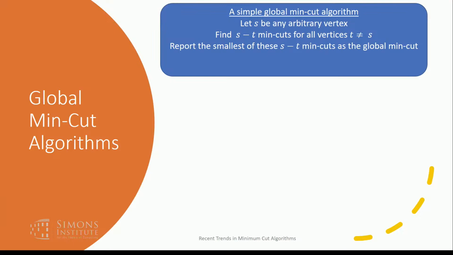Let's fix S to be any arbitrary vertex, and then just find the ST min cuts over all other vertices T, and report the smallest of these cuts as a global min cut. And note that because there must be a vertex T on the opposite side of the global min cut, we will recover the correct global min cut. This is an algorithm that solves global min cut in n-1 calls to ST min cut, or equivalently to ST max flow.